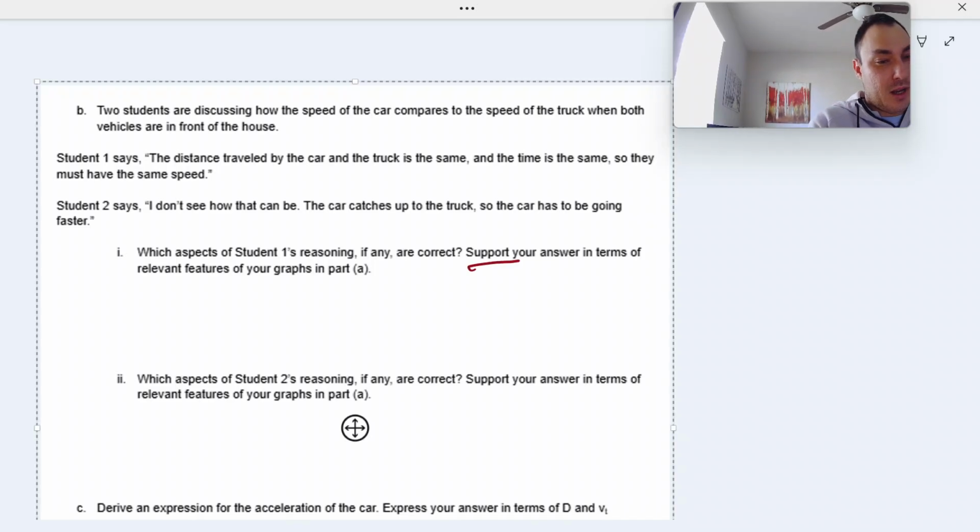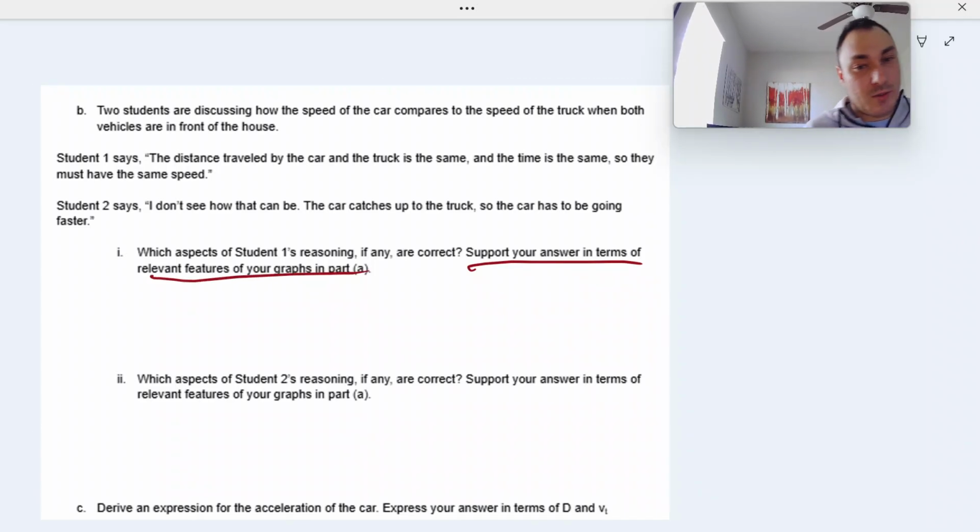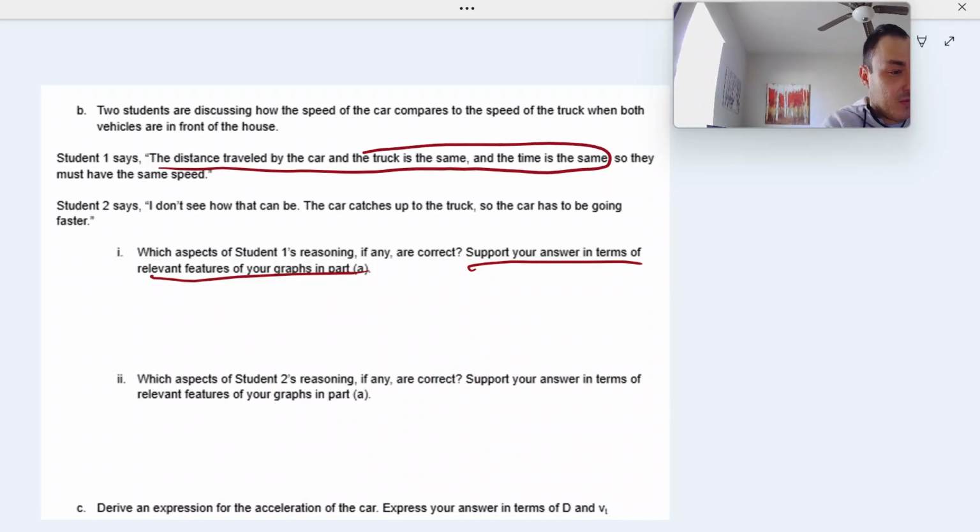So, always do what the question says. It wants us to use our graph to support our answer, so we're going to do that. Student 1 says the distance traveled by the car and the truck is the same, and the time is the same, so they must have the same speed. Student 1 is correct in this part. They both travel the same distance in the same time.